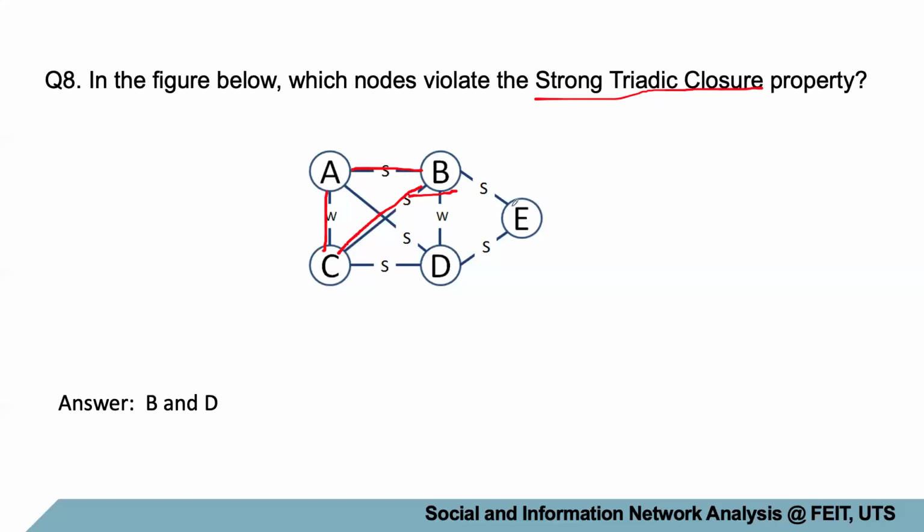Okay. So next, we also check the other strong ties for B. For example, BC and BE. If you understand this, BC and BE are strong ties. According to strong triangle closure, there should be an edge. So that's why we say B violates this strong triangle closure. Okay, if you got it, it's fine.